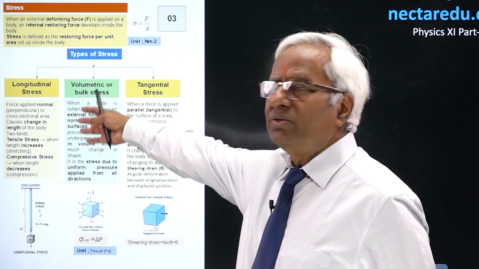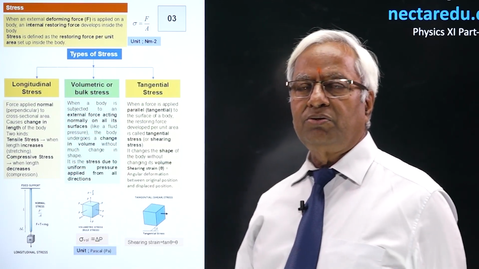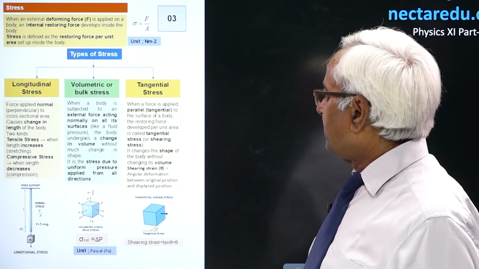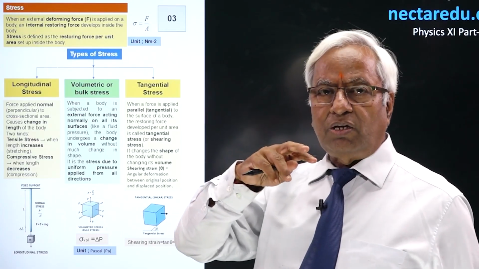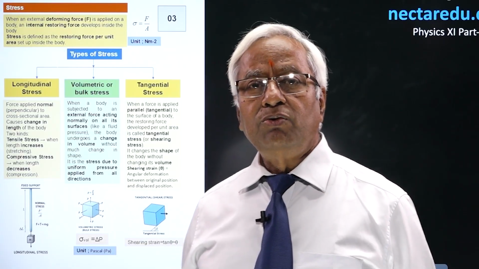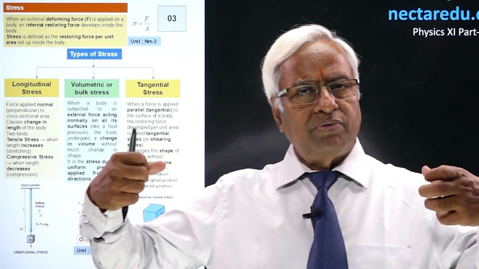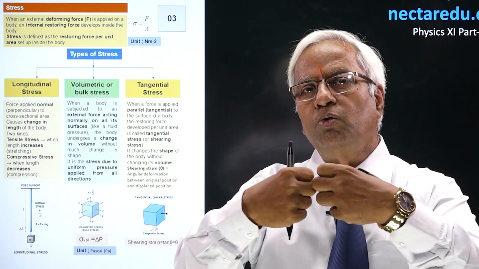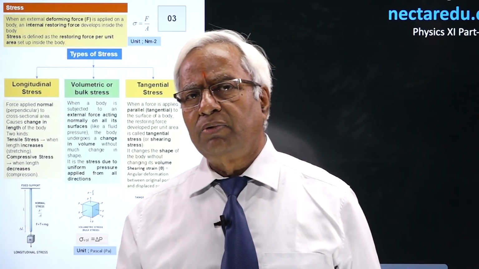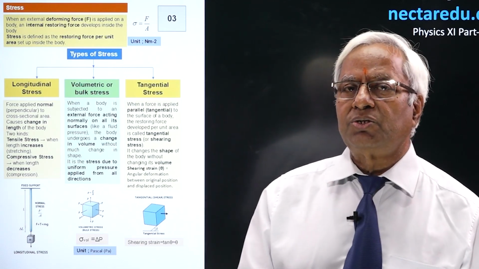When length is subjected to change, it is longitudinal. When volume undergoes the change, it is volumetric, and when the effort is to change the shape, then it would be known as tangential. When deforming forces are applied, intermolecular forces will have a tendency to oppose the deformation. This restoring force, or the intermolecular force acting per unit area, would be known as stress.